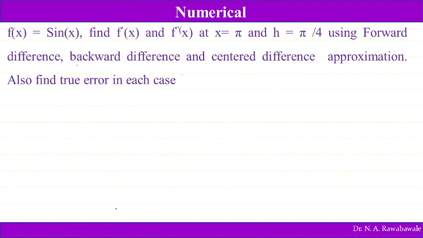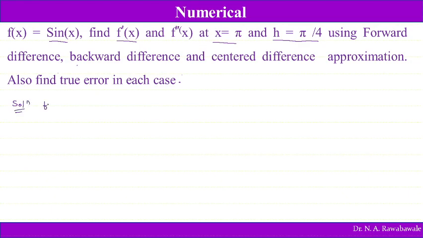First of all, we have the function f of x is equal to sin x, and we are asked to find f dash of x, the first derivative of sin x, and the second derivative f double dash of x at x is equal to pi, taking step size h is equal to pi by 4, using forward difference, backward difference and center difference approximation. Also we are asked to find the true error in each case. So before starting, what is the true value of the first derivative and second derivative? We will see the solution.